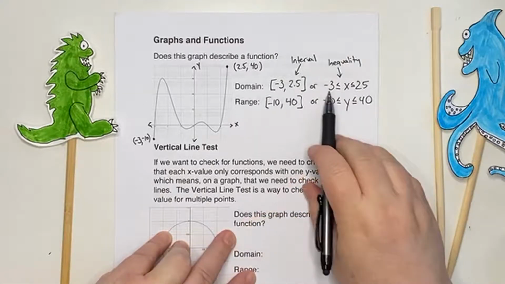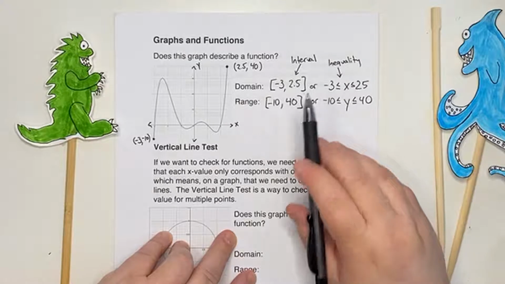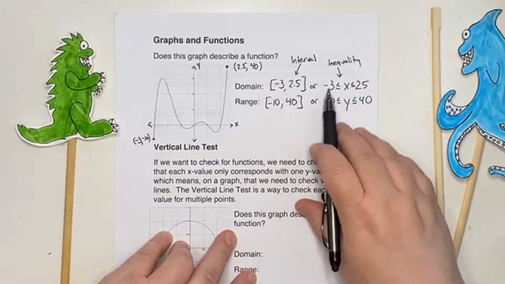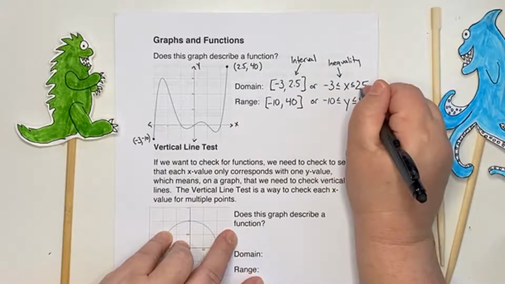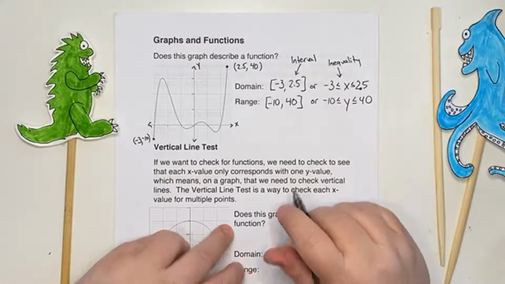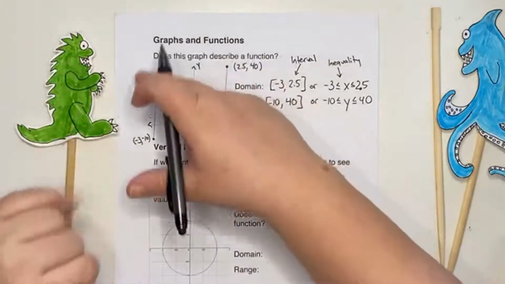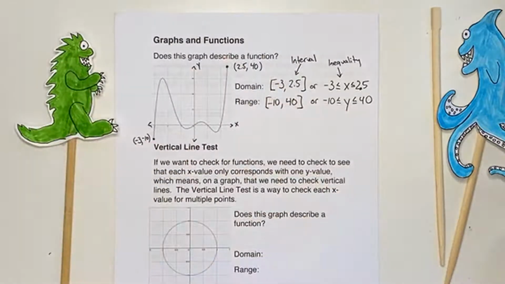So x ranges, sorry, that's an awkward English word. X is going to span from -3 to 2.5, and y is going to span from -10 to 40. Okay, so we've got a domain and range. We know that's the box this function lives in, but is it really a function? Am I being premature? And so what is a function?